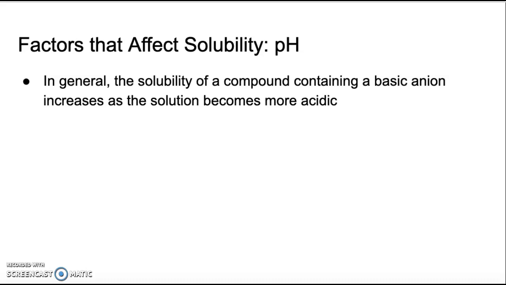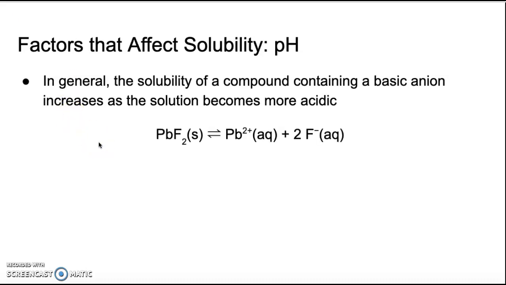So in general, the solubility of a compound containing a basic anion is going to increase as the solution becomes more acidic. All right, so if we take a look at, for example, lead fluoride. So lead-2 fluoride will dissociate into lead-2 ions and 2 fluoride ions. As it turns out, this fluoride ion is slightly basic, and it's going to react with the proton in an acid to form HF.